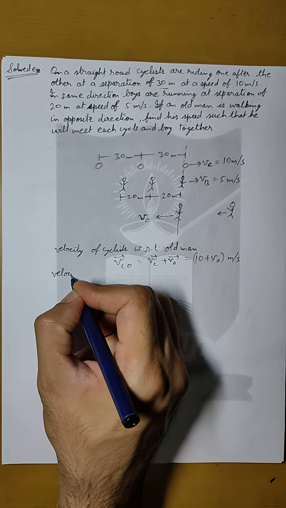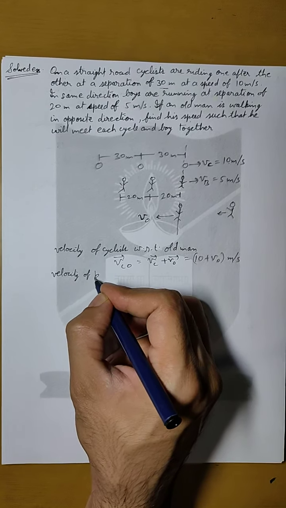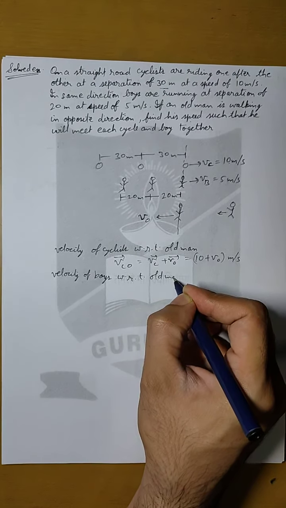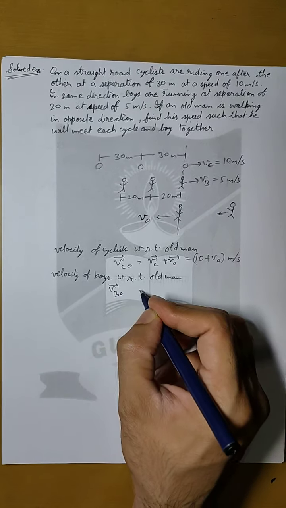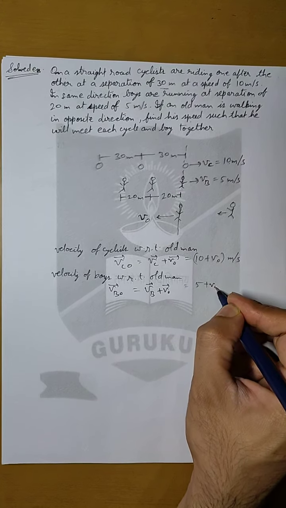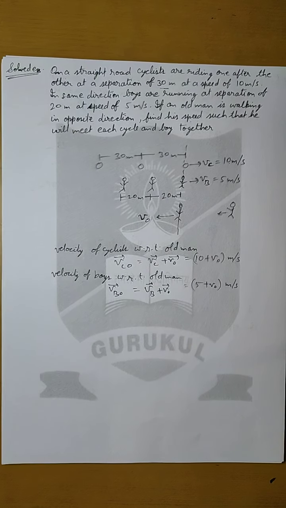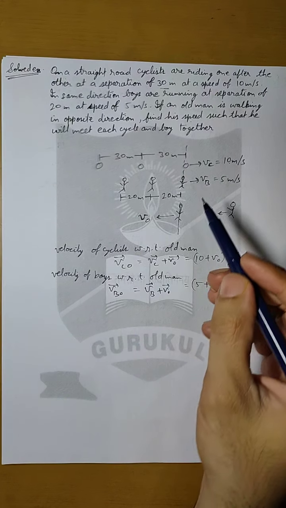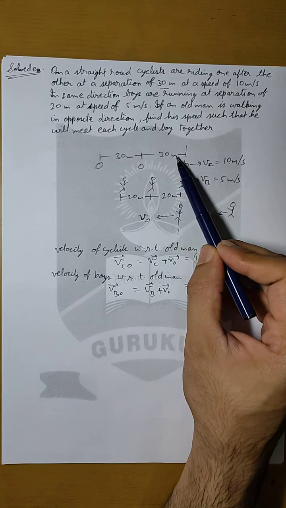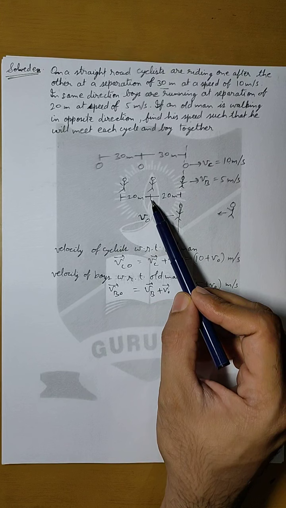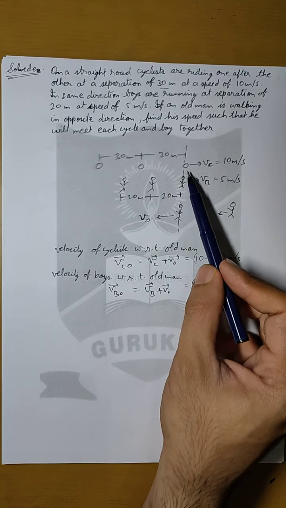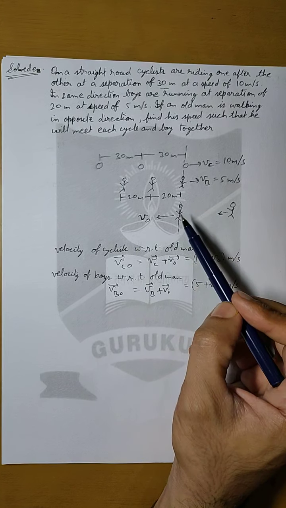Similarly, velocity of boys who are running with respect to old man will be given as VBO. So it will be VB plus VO, which will be 5 plus VO meter per second. Now since cyclist and boy are meeting the old man together, this means the time in which a cyclist covers 30 meter is same as the time in which boy covers 20 meter, so that they are at the same point and they meet the old man.